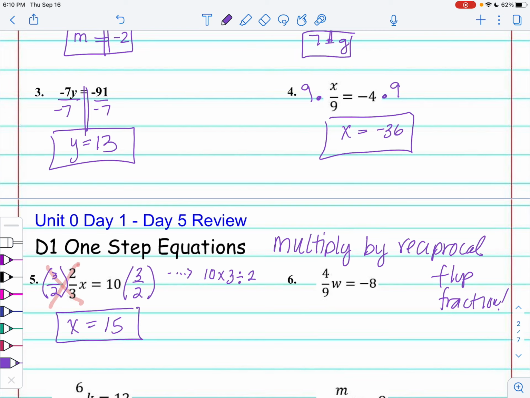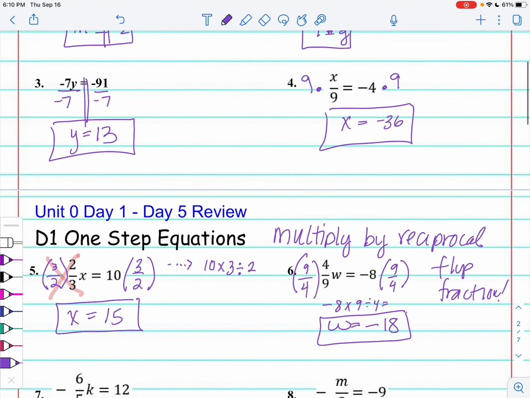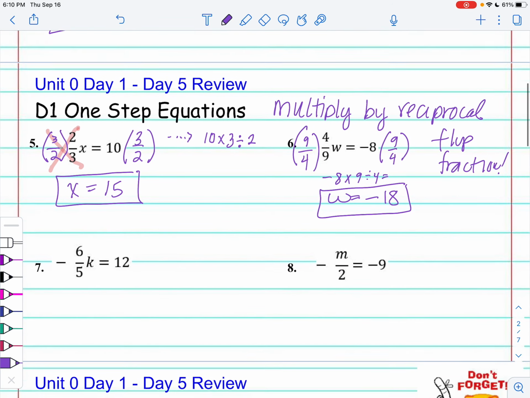Okay, make sure that you can get that answer in your calculator. Same for this, because it's 4/9, I'm going to multiply by 9/4. Okay, so in your calculator, you're going to type -8 times 9 divide by 4. And I think that you're going to get -18. Okay, I didn't use a calculator, so you should check my work, of course.